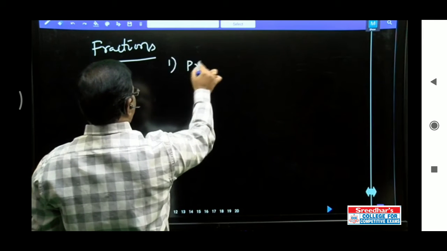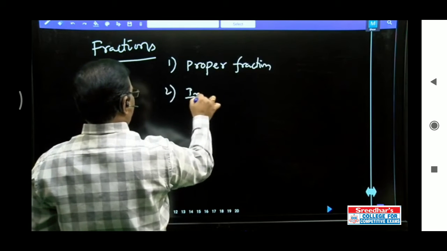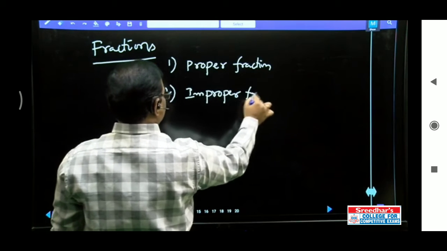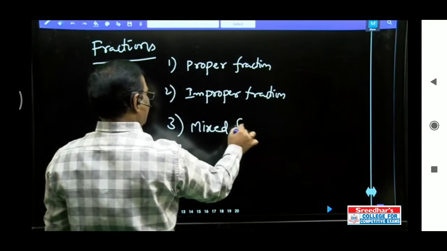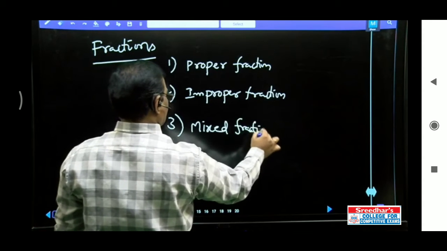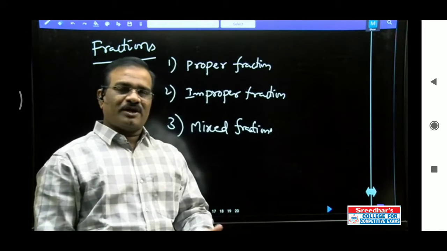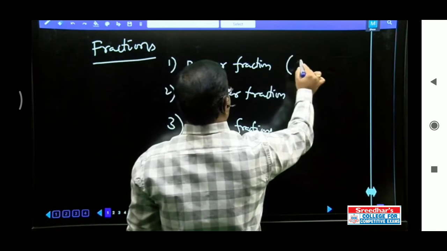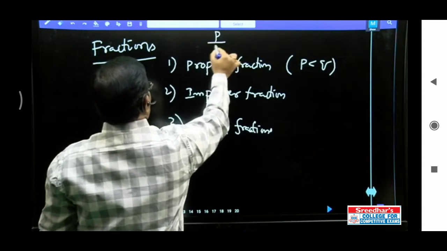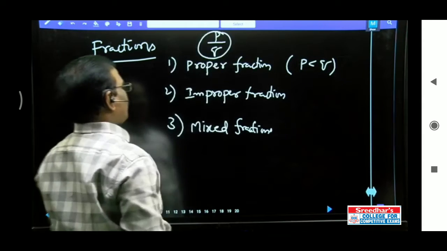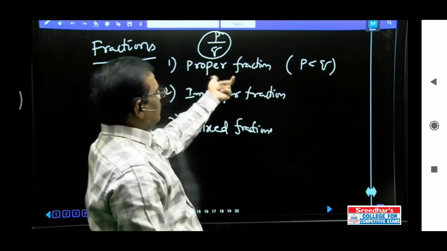First one is proper fraction, second one is improper fraction, and the third one is mixed fractions. Proper fraction: if the numerator of a fraction is less than its denominator, then it is a proper fraction. That is, p less than q. Fractions are all in p by q form, rational numbers are all in p by q form. A proper fraction is where the numerator is less than its denominator.